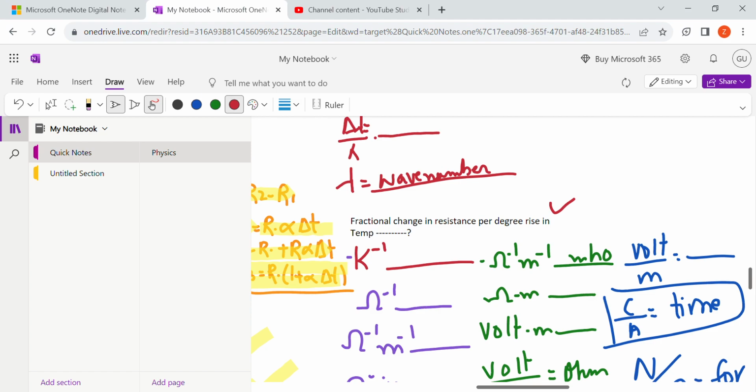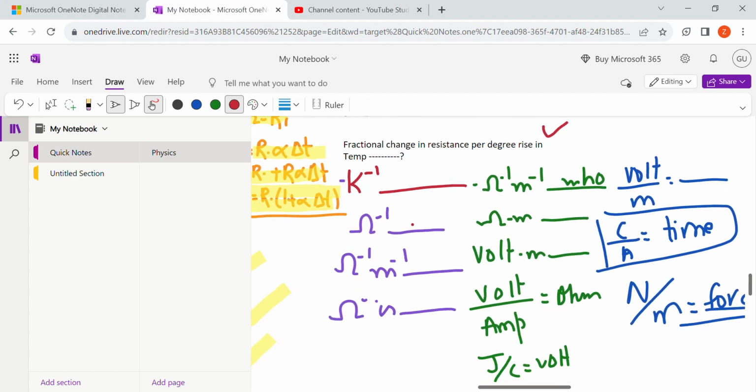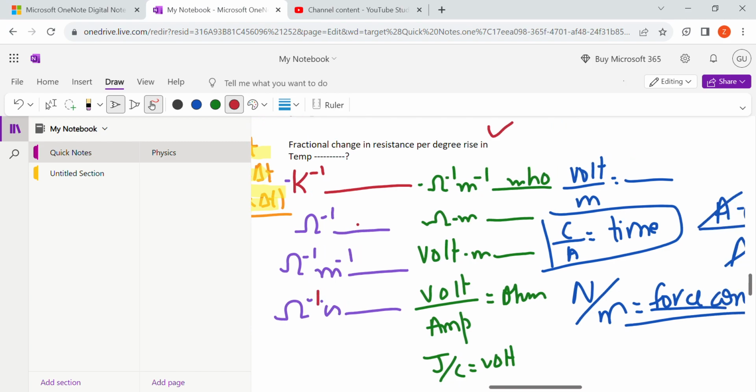Kelvin inverse is the unit of what? Kelvin inverse, we know, is the unit of the coefficient of resistivity. Then we have ohm inverse. Ohm inverse is the unit of conductance. Ohm inverse meter inverse is the unit of conductivity. Ohm inverse is also known as Siemens. Then ohm inverse meter inverse is known as mho.